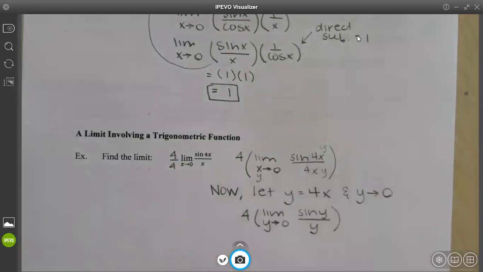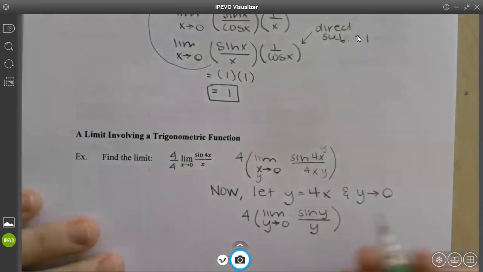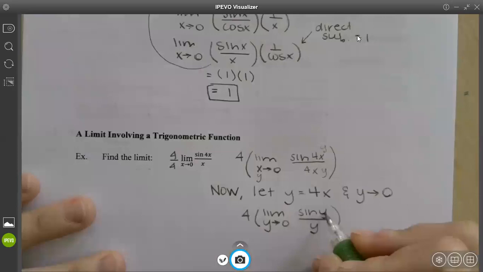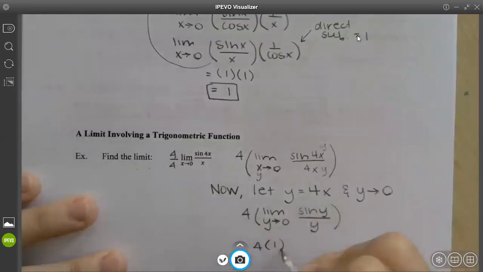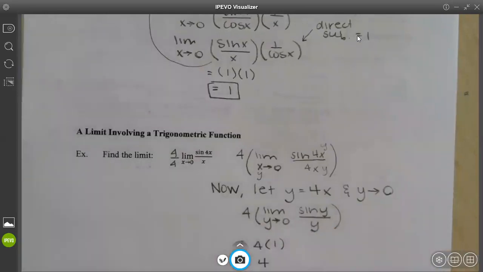Not in your homework today, but eventually when we do derivatives and antiderivatives, integrals, you're going to be doing this a lot. So what is the limit as y approaches 0 of sine y over y? 1. So we get 4 times 1. And what is 4 times 1? 4. That's all we have to do. We changed them to y's and evaluated it as y's. That's it. And we pulled them out to here. So there's the 4s. That's all.